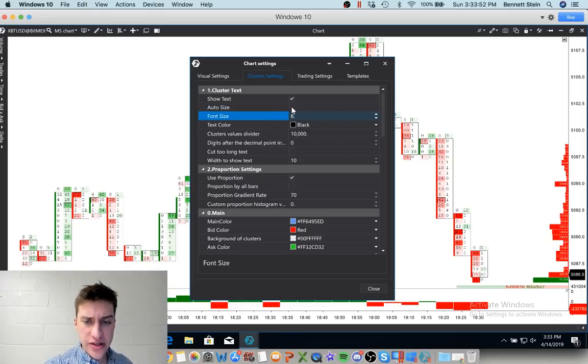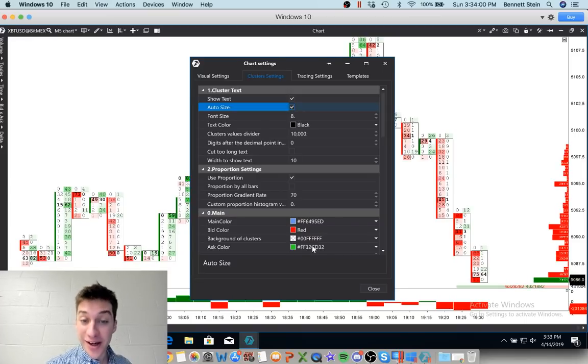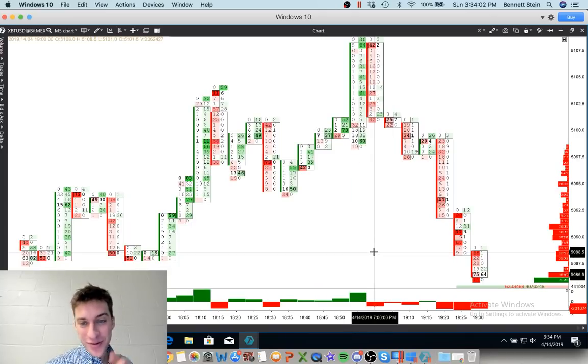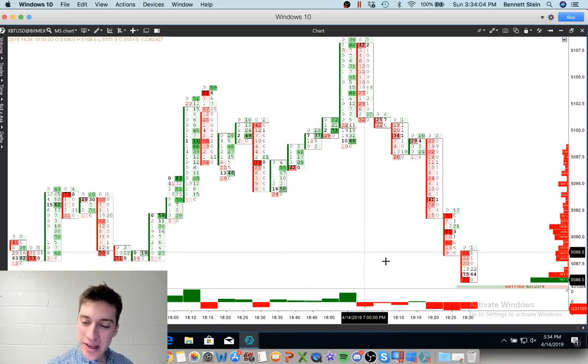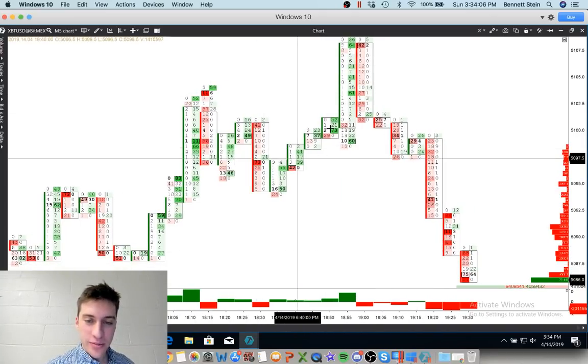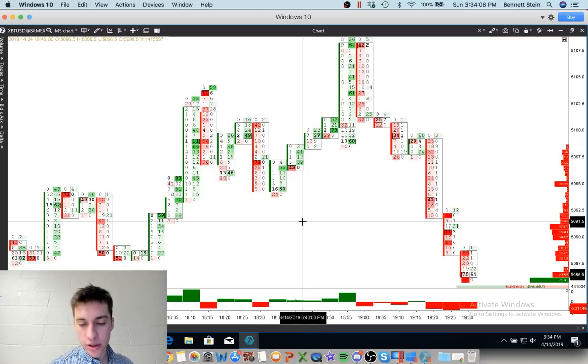I don't like auto size. Oh, actually, wait. Do I like auto size? Okay, I do like auto size. Reversal there. I like auto size, because I like how it bolds the numbers and makes them jump out at you. I don't know where I'm going with that.